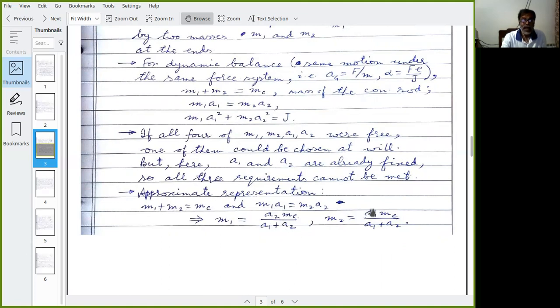So you get this. Now we know that if we insert M1 and M2 here, these two expressions, then this doesn't have to be satisfied. So whatever is the error there, for handling that, we can later apply a correction.